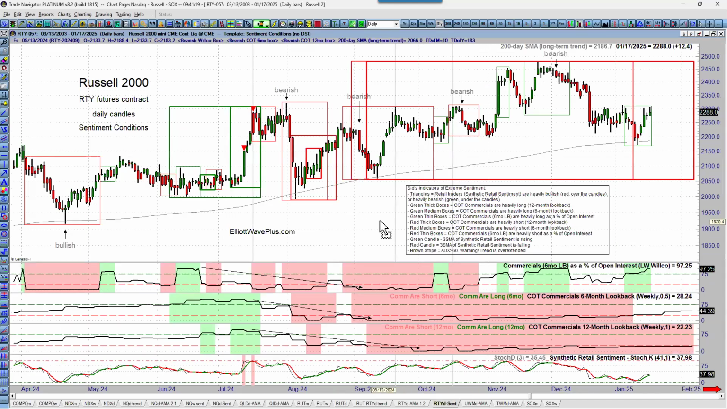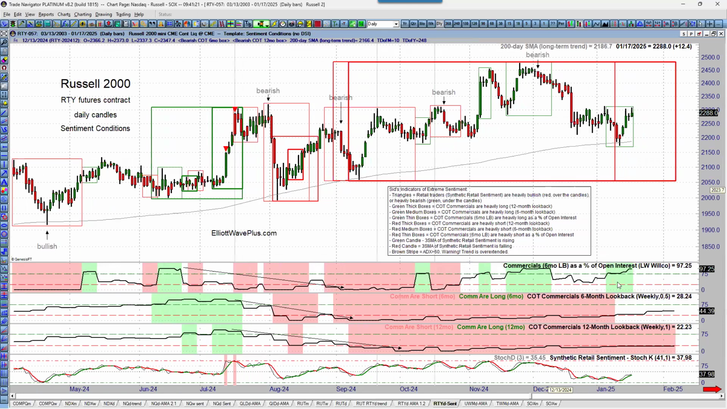The sentiment on the Russell, the commercials sentiment as a percent of open interest: commercials are heavily long now, but they're only back to neutral on the 6-month look back, and they're still heavily short on the 12-month. So this isn't nearly as bullish of commercials positioning as we're seeing in, for instance, the Dow Jones Industrial Average, which is looking the most bullish of all the four major indices that I cover.